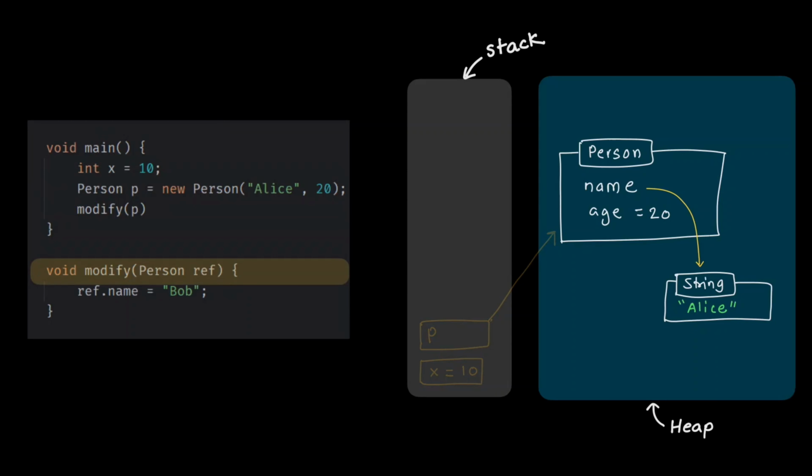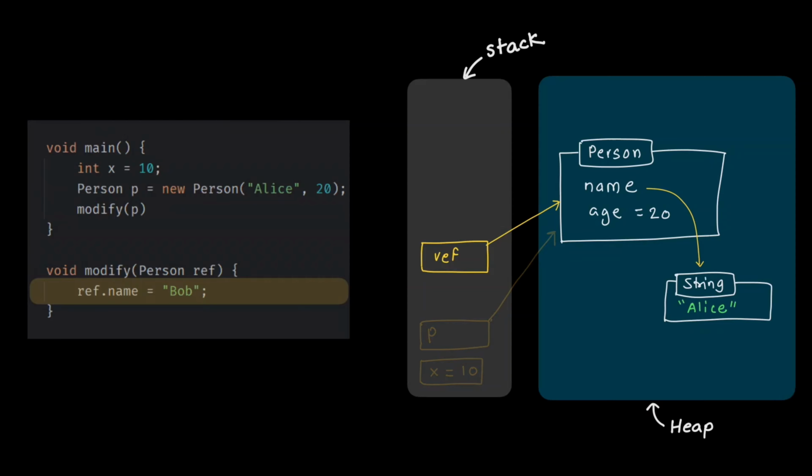Now if you see the modify line, there is a new variable introduced, the ref. This ref would be created and it will also start pointing to the Person object because the p value was passed to this modify method and it is copied to this Person ref. Since p was containing the reference to the Person object in the heap, the same reference is copied inside ref. So inside modify, we will now execute the next line, which is ref.name equal to Bob.